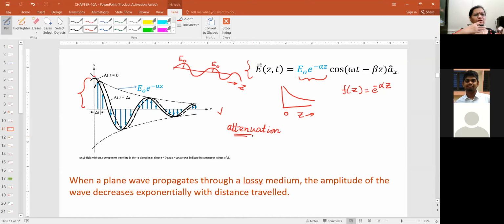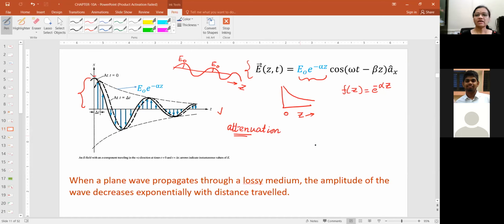Of course, perpendicular to that, you have the magnetic field. Normally, we try to write in terms of the electric field. Or you can come to the conclusion that when a wave propagates through a lossy medium, now you are understanding why it is called a lossy medium, the amplitude of the wave decreases exponentially with distance traveled. Exponentially with distance traveled. Now let me ask you one question.